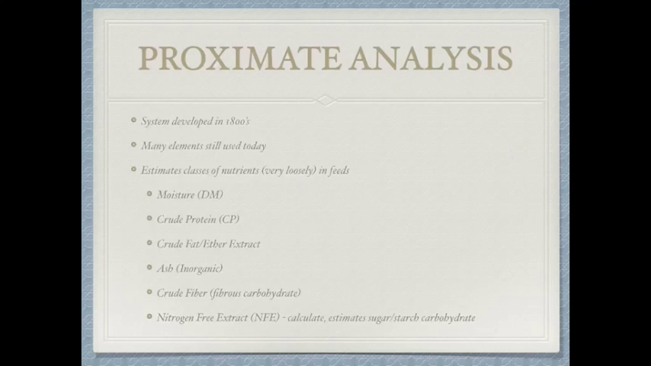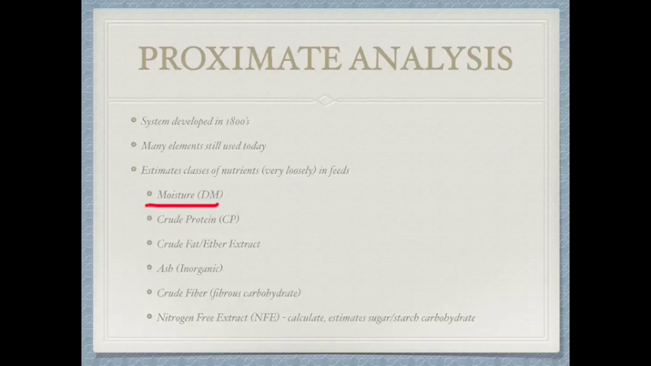The first chemical analysis that we're going to talk about is an older system that was developed, I think, in the 1800s. And many of the elements are still used today. However, we have improved on some of them. But the initial development of the proximate analysis was to estimate the classes of nutrients. And when we talk about estimating, it's a very loose definition, and that's expressed in some of the names of these nutrient classes. The first that we talk about is moisture.